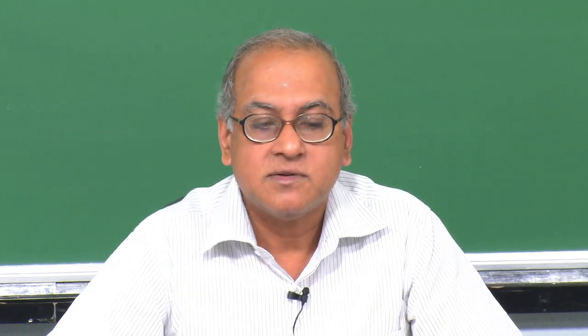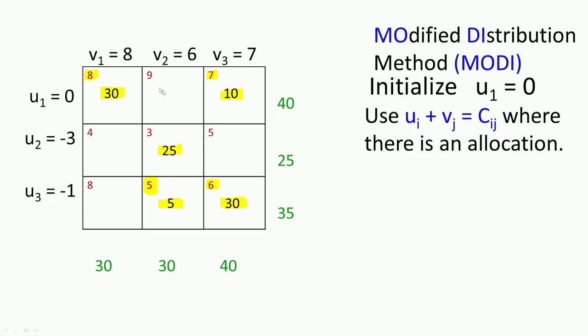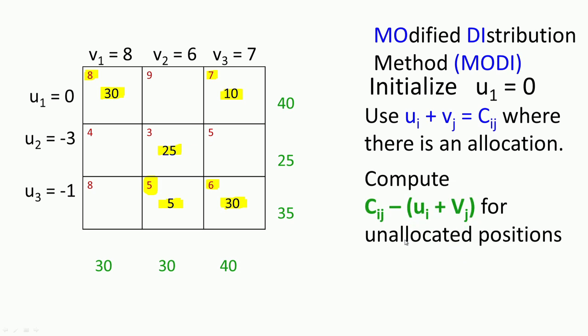Now we have to check whether it is advantageous to put something in these unallocated positions. We have used the allocated positions to get the U's and the V's. Now we want to see the unallocated positions. For the unallocated position, compute Cij minus (Ui plus Vj). This is an unallocated position, and this is an unallocated position. Cij is 9 minus (0 plus 6), 9 minus 6 is 3. Cij is 4 minus (minus 3 plus 8), which is 5, so 4 minus 5 is minus 1.